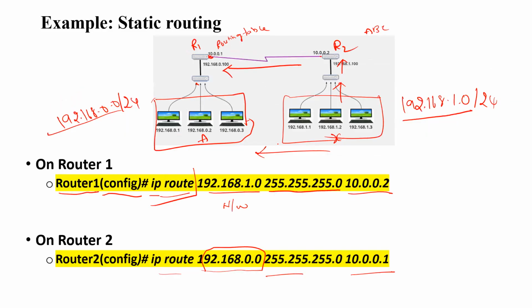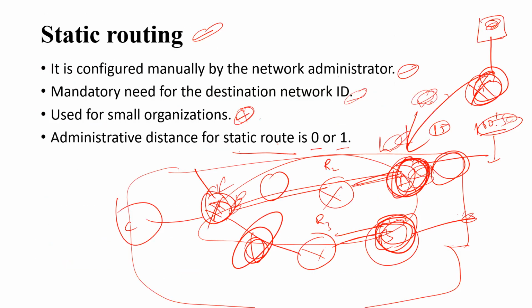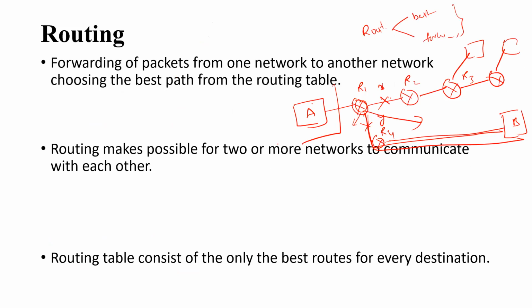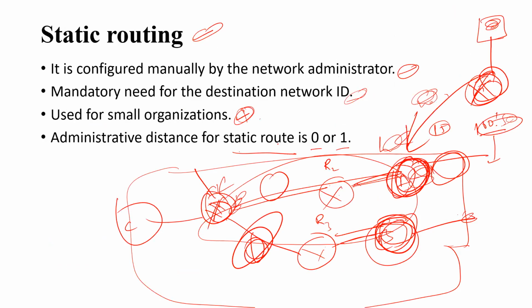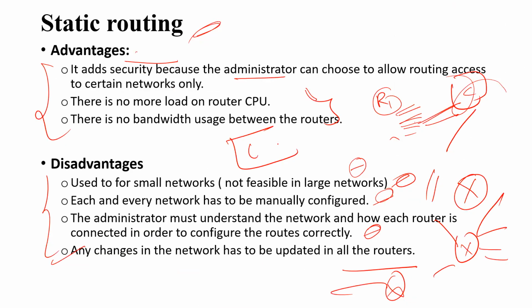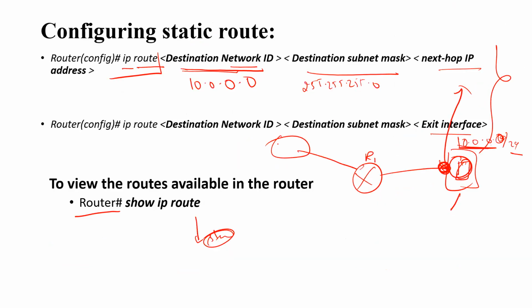In this class we discussed what is routing, and what types of routing we have: static route, default route, and dynamic route. What is static routing? We have to configure it manually. What are the advantages and disadvantages of static routing? And what is the syntax to write static routes in the router? This is what it is.